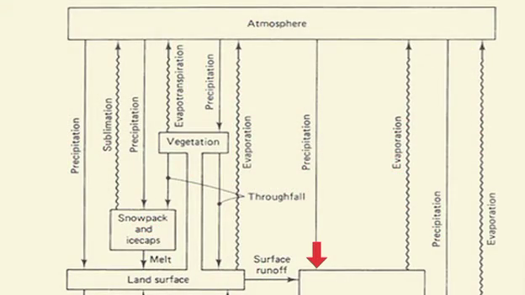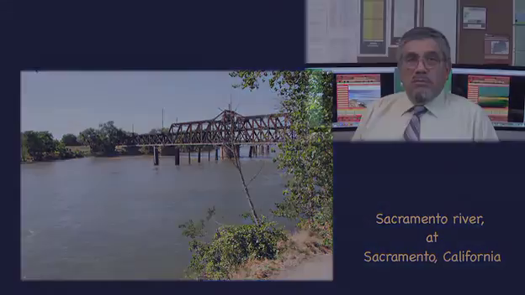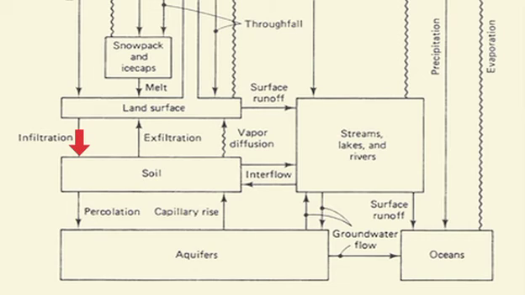The liquid transport phases of the hydrologic cycle are precipitation, from atmosphere to land surface. Throughfall, from vegetation to land surface. Melt, from snowpack to land surface. Surface runoff, from land surface to streams to ocean. Infiltration, from land surface to soil. Exfiltration, from soil to land surface. Interflow, from soil to streams. Percolation, from soil to aquifers.